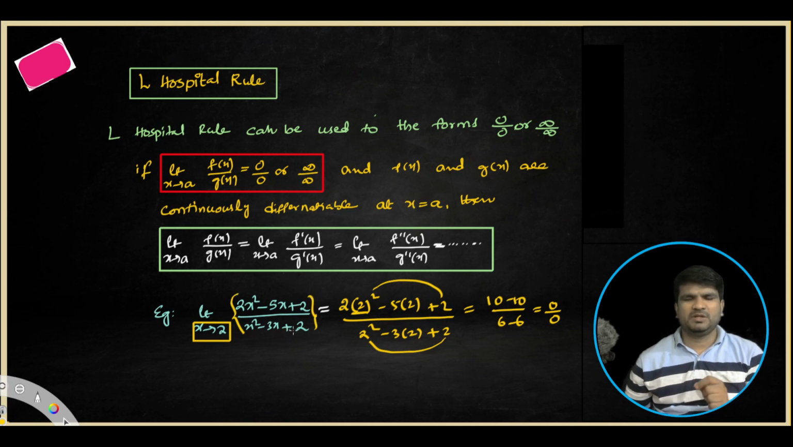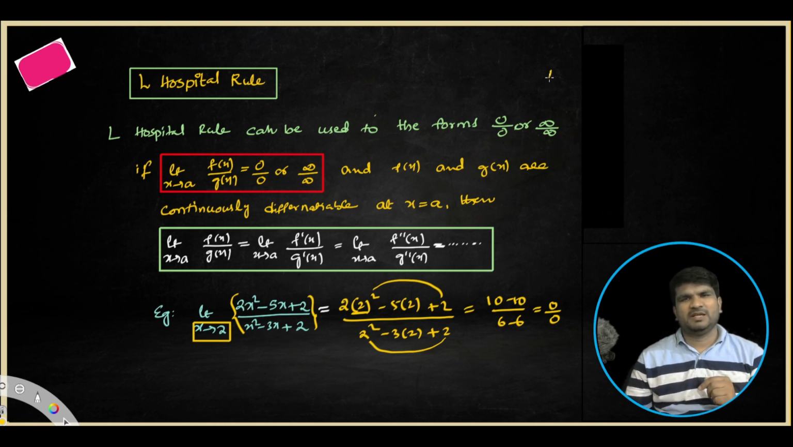Okay, now there are 2 methods. First method, we take the common factor from the numerator and the denominator. If you cancel that common factor, then if you put x equals 2, you will get the result. Otherwise we can use L'Hospital. According to L'Hospital, we have to differentiate the numerator as well as denominator.